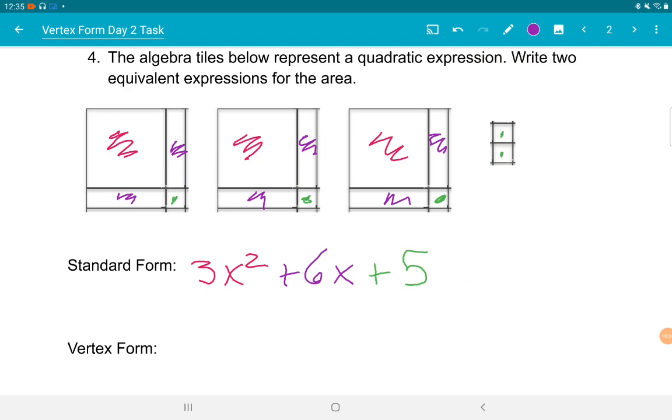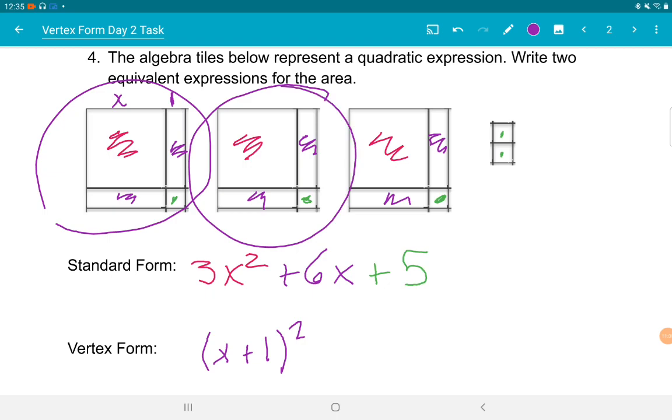How we're going to do that is I'm going to look at one of my squares and figure out what type of square it is. Well, this side is x, that side is 1. So it's going to be x plus 1 squares that we're dealing with, okay? Each one of them is an x plus 1 square, okay? How many x plus 1 squares do we have here? Well, there's 3 x plus 1 squares, and then there are just 2 left over on the outside.